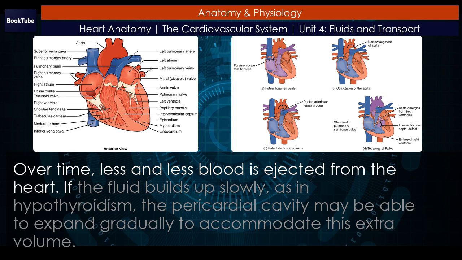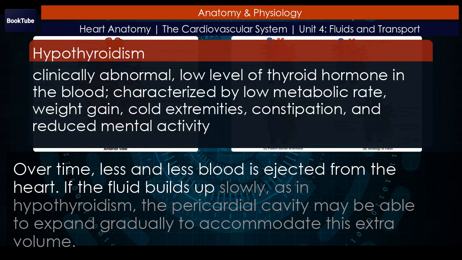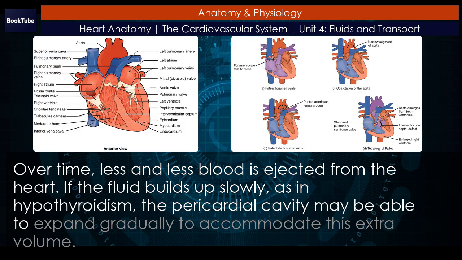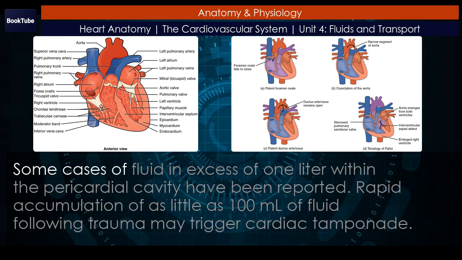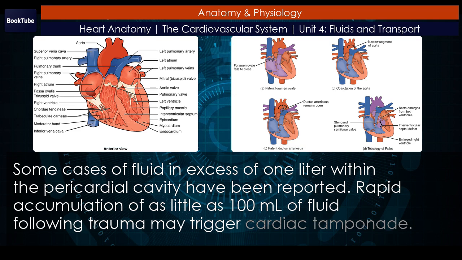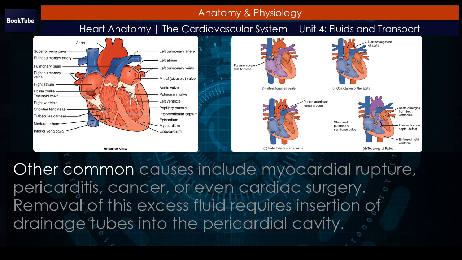If the fluid builds up slowly, as in hypothyroidism, the pericardial cavity may be able to expand gradually to accommodate this extra volume. Some cases of fluid in excess of 1 liter within the pericardial cavity have been reported. Rapid accumulation of as little as 100 milliliters of fluid following trauma may trigger cardiac tamponade. Other common causes include myocardial rupture, pericarditis, cancer, or even cardiac surgery.